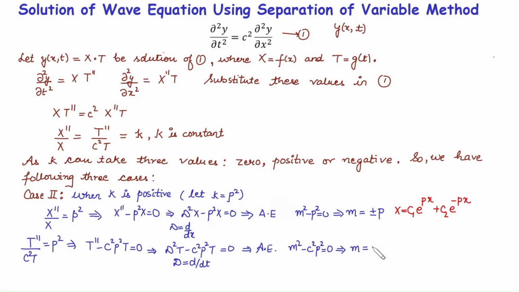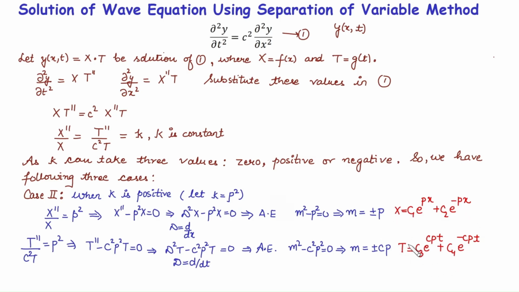Now what roots are we getting in this case? m is equal to plus minus c into p. Here c is a constant, p is also a constant. We are treating both as real numbers. So in this scenario, the general solution is equal to some constant c3 e raised to power c into p, the positive root, into the variable, that is t, plus c4 e raised to power minus c into p, the second root, into the variable, that is t. Now we have X and T.